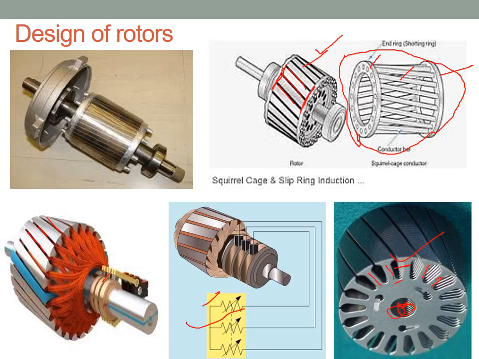This is the hole, this is the diameter of the shaft, and you can see these slots are inclined. Slots are inclined. This is called skewing. Here also you can see slots are inclined. So that is called skewing. So what is the use of skewing? Why is skewing done? In future we are going to discuss it.